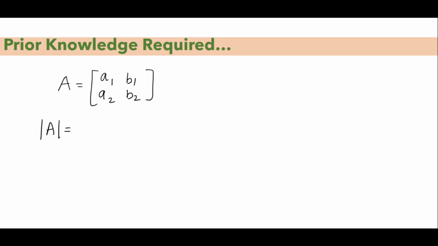and to find the determinant of A here, you have to multiply A1 by B2 minus A2 by B1. I'll show you this with numbers.